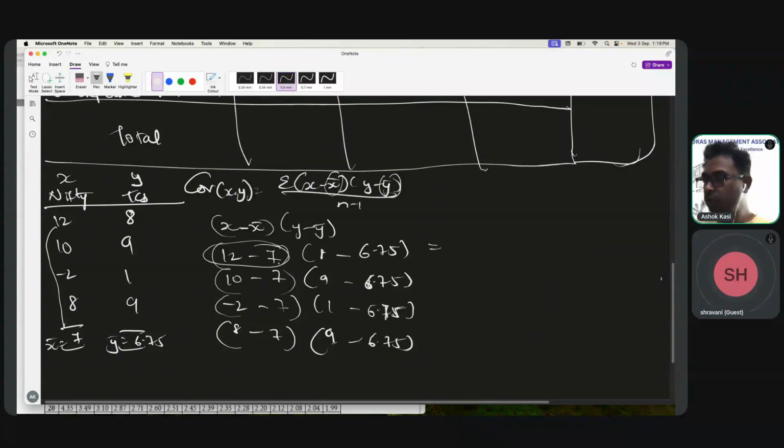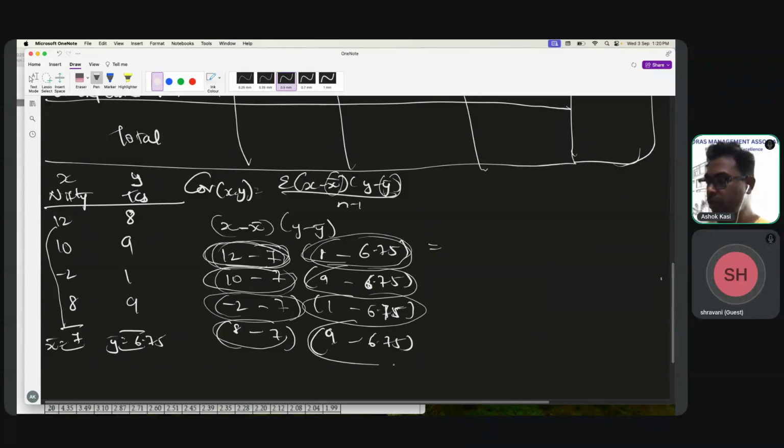So calculate now. Keep 5 as store 1. Then calculate this one, store 2, and then multiply. Or if you think this calculation and storing is a little difficult, you can simply calculate all this and keep storing it. Then again calculate all this and keep storing it.